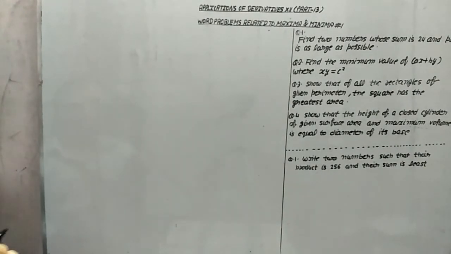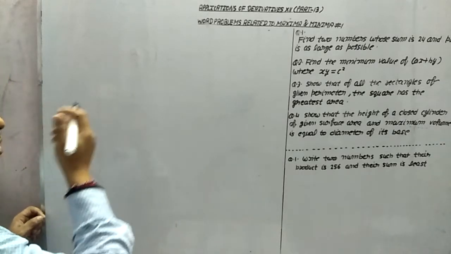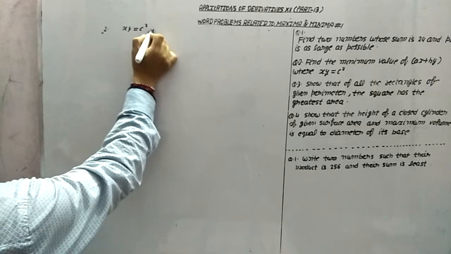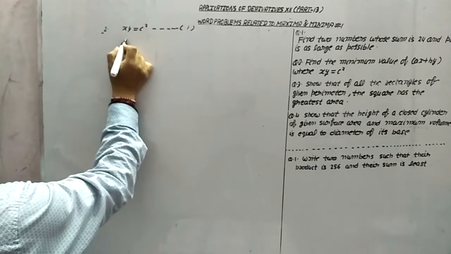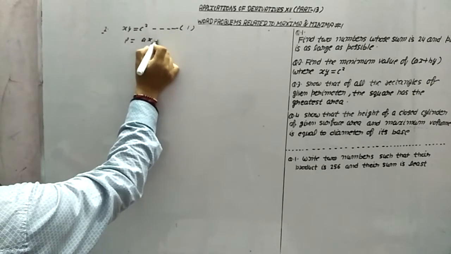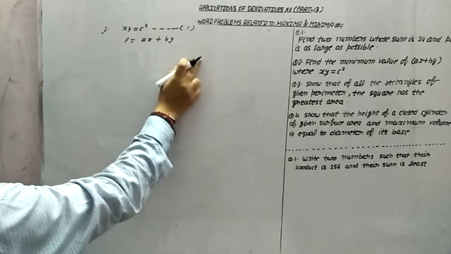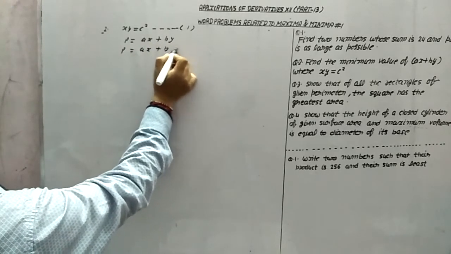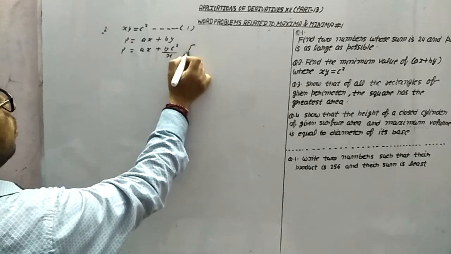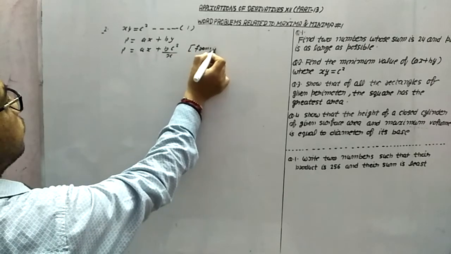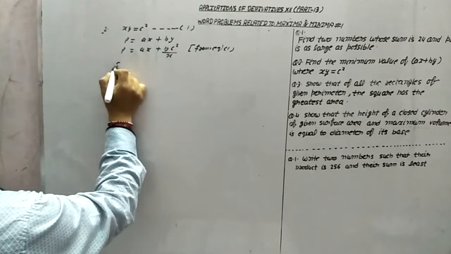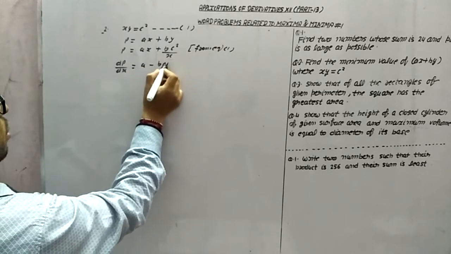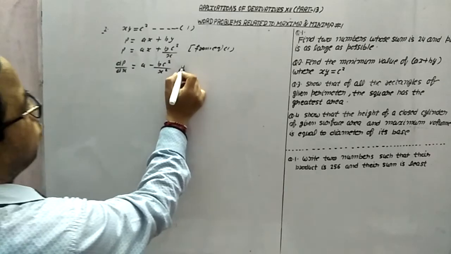In question number 2, find the minimum value of ax plus by where xy is equal to c square. So this is equation number 1. Let P be equal to ax plus by. We have to find the minimum value of this. So P is equal to ax plus bc square upon x, from equation 1. It means dp over dx is equal to a minus bc square upon x square.